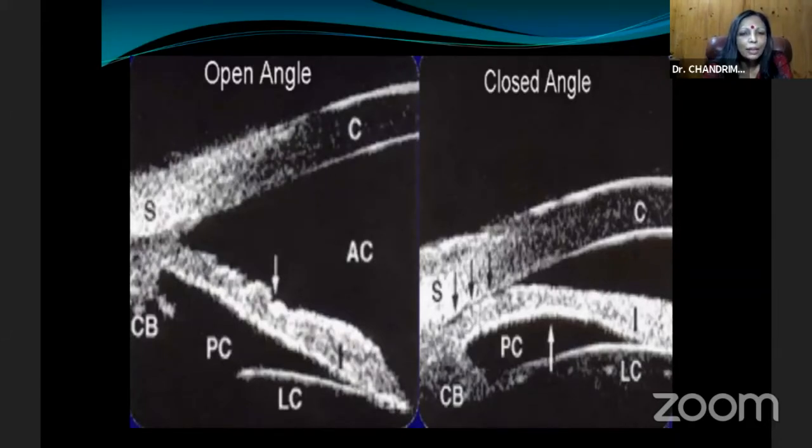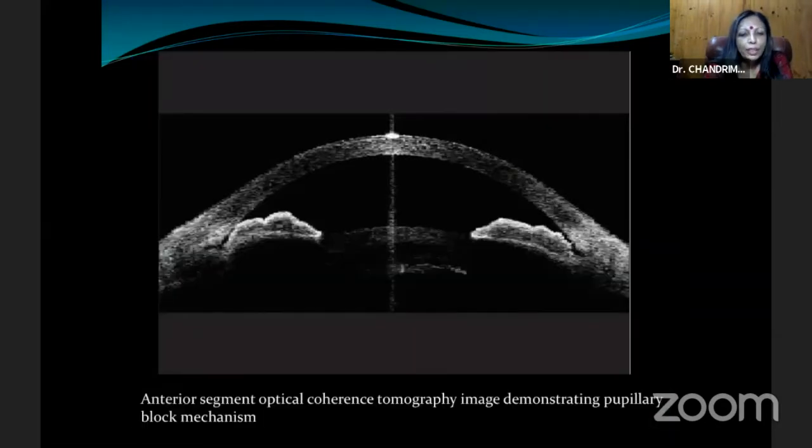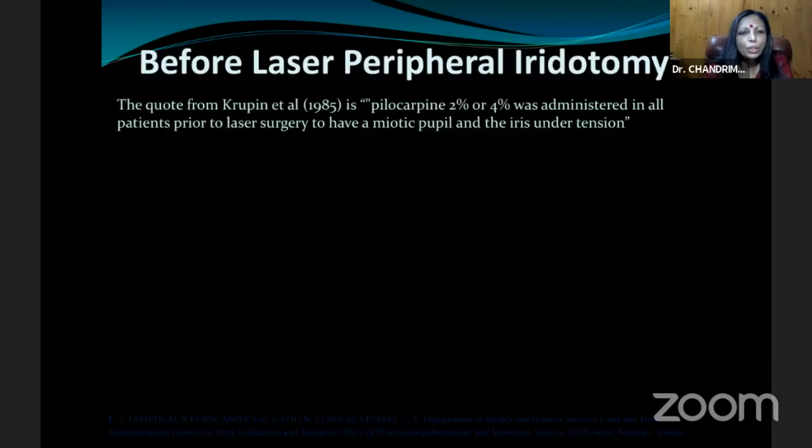That's an open angle on the UBM, and that's a closed angle. The structure we need to know here is the scleral spur. That's of prime importance to find out things. That's the anterior segment OCT, and as we were told by Dr. Manish, it doesn't have much depth, so it's not very useful in angle closure.